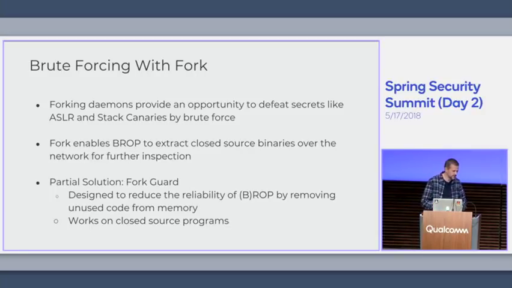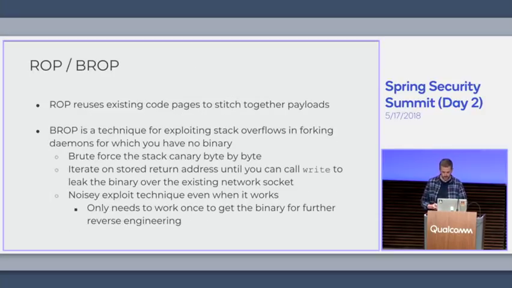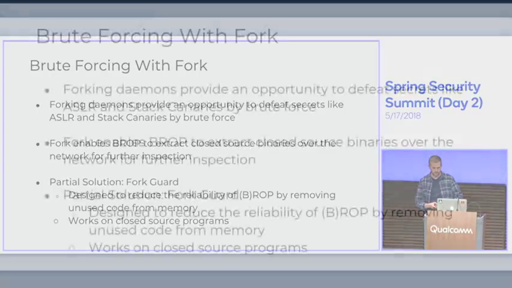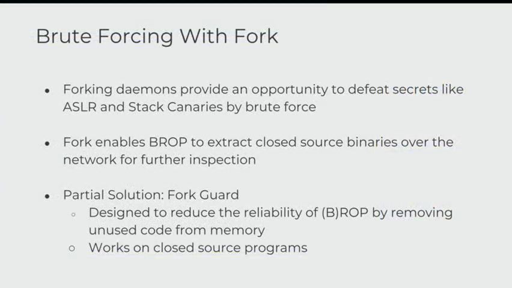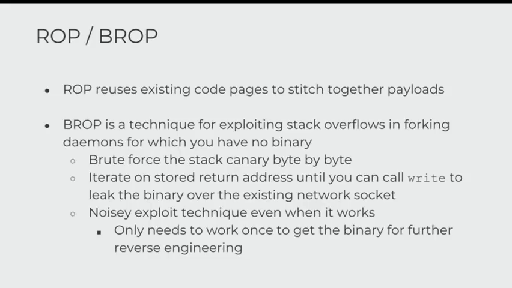There's an exploit technique out there called blind ROP, which I don't have time to go over today, but it's a really cool technique that allows you to basically extract a closed source binary. Anyway, I came up with a partial solution for defending forking daemons, which I call ForkGuard. One of the main driving forces behind developing ForkGuard was the blind ROP technique, and of course the fact that fork makes ASLR and stack canaries weaker.